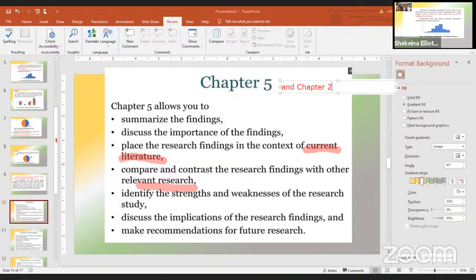In this chapter, no graphs, no tables, no charts. This is writing, and you're explaining your work, and this is your interpretation of your study. It is your work.